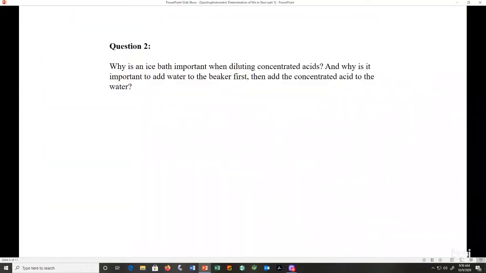Question 2. Why is an ice bath important when diluting concentrated acids? And why is it important to add water to the beaker first, then add the concentrated acid to the water?